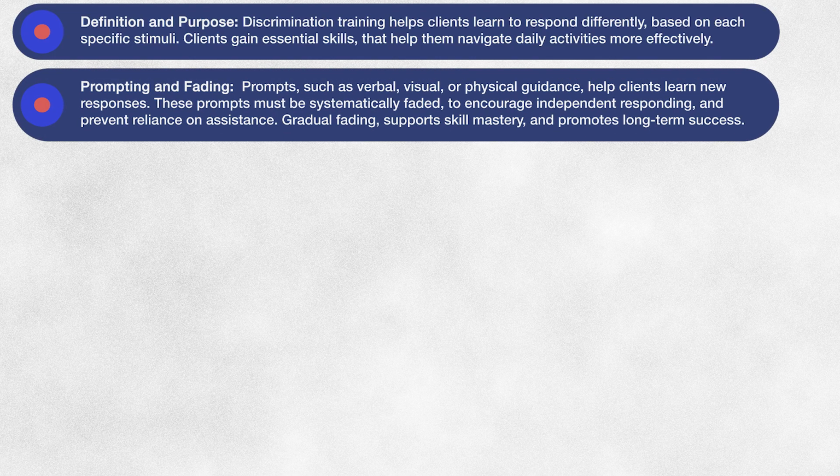Prompting and fading. Prompts, such as verbal, visual, or physical guidance, help clients learn new responses. These prompts must be systematically faded to encourage independent responding and prevent reliance on assistance. Gradual fading supports skill mastery and promotes long-term success.